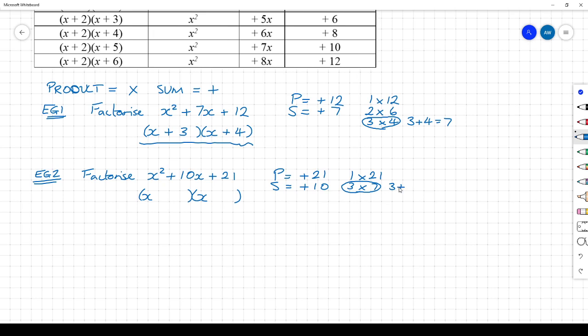Okay, let's just write it on the side just to show you. So 3 plus 7 is 10 and 3 times 7 is 21. So there's my two numbers that I put in there. Everything's positive because everything's positive up here. And there we have it. Okay. Let's look at another one.